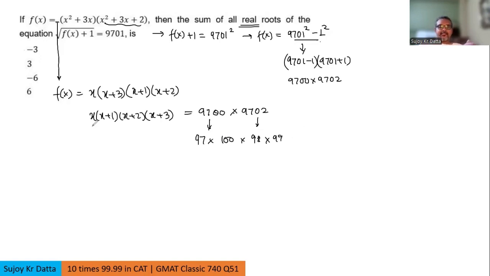So clearly our x is the smallest of them, so it could be 97, or we could have also written it with the largest, 100, becoming the smallest: minus 100, minus 99, minus 98, minus 97. So 97 or minus 100 are the two values of x. So the sum of the real roots would be minus 3. So that is the first option. All right, let's move on.